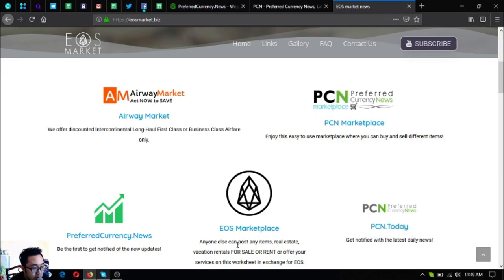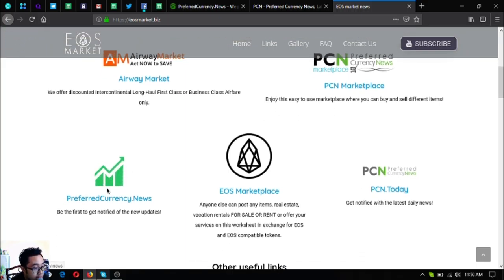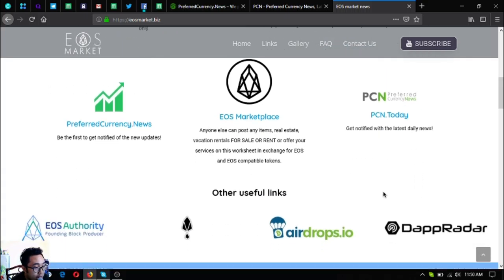These two websites, EOS Marketplace and PCN Marketplace, are two marketplace websites wherein you can exchange your EOS through buy and sell. You just buy your items here using cryptocurrencies, especially EOS, and sell different items for EOS. Just like what they say, buy low, sell high. Also preferredcurrency.news is here, and also pcn.today.